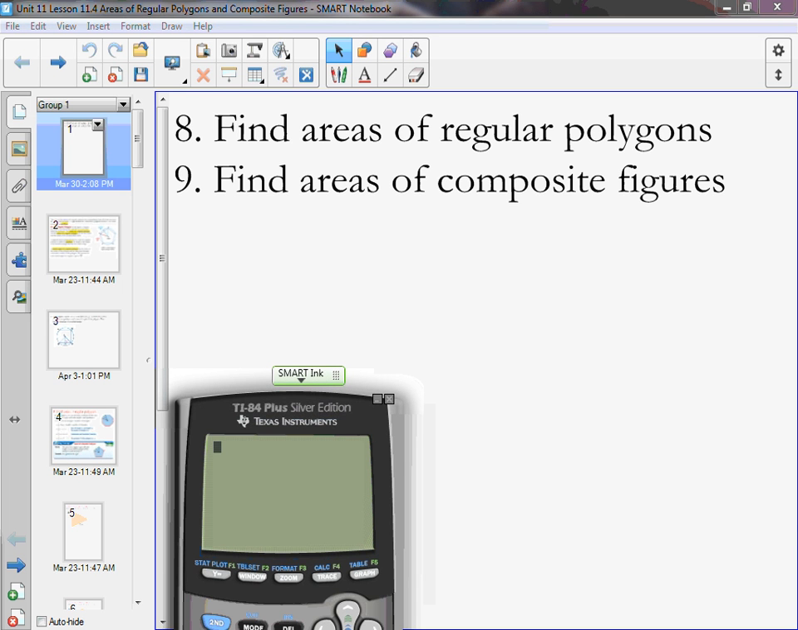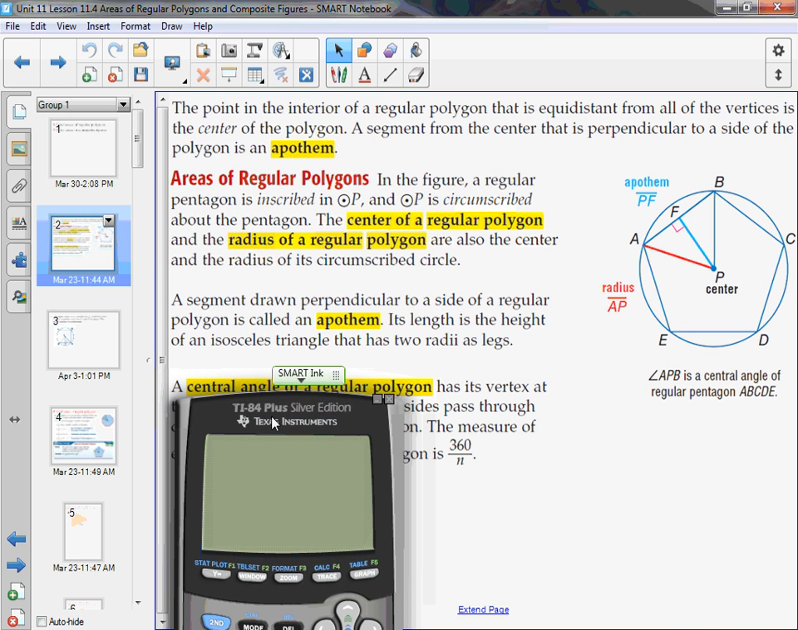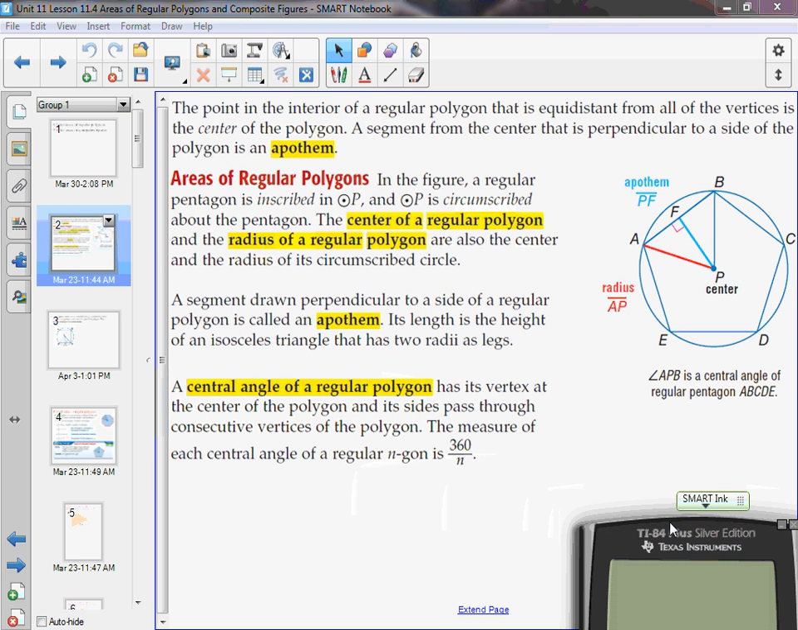We have two learning targets in this section. Find the areas of regular polygons and find areas of composite figures. We're going to find the areas of regular polygons today, then we'll do the areas of composite figures tomorrow. This is on page 791.